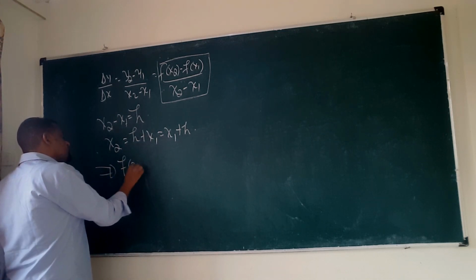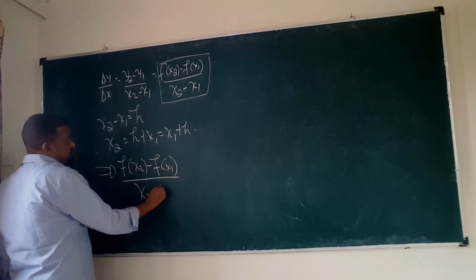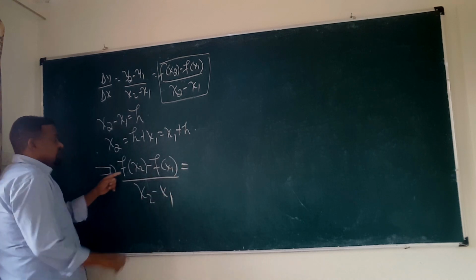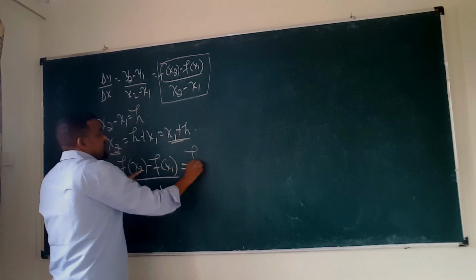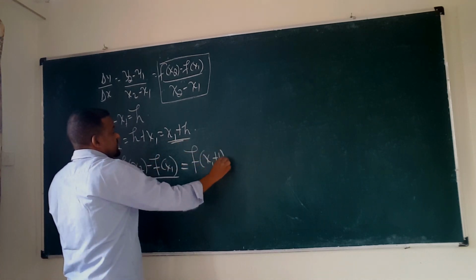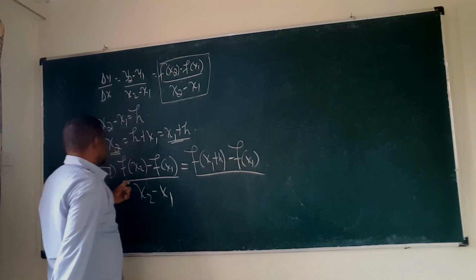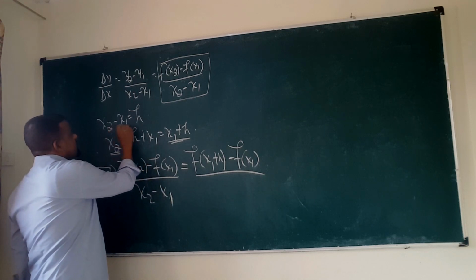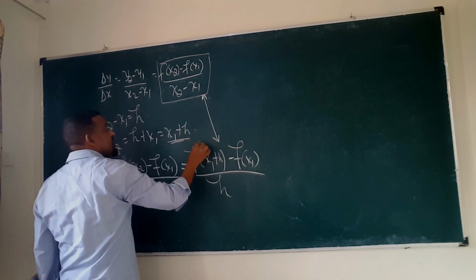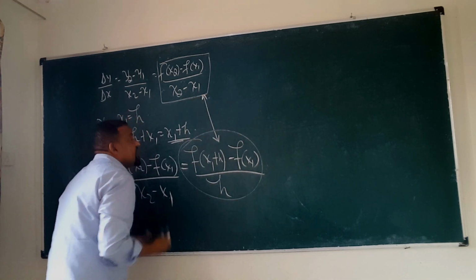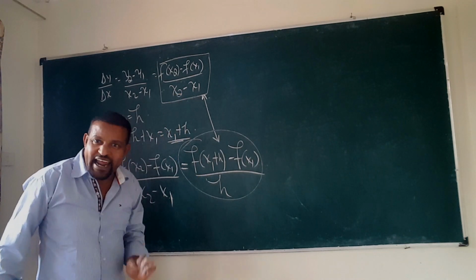So f of x2 minus f of x1 over x2 minus x1: x2 means x1 plus h, so this is f of x1 plus h minus f of x1 over what? x2 minus x1 is h. So the two expressions are equivalent. They are the same, and both are the slope of a secant line.